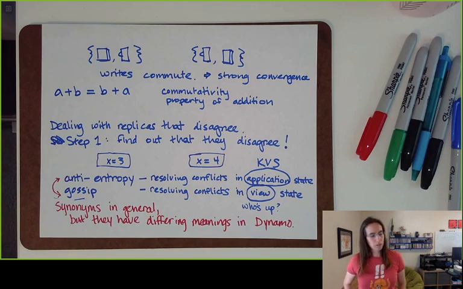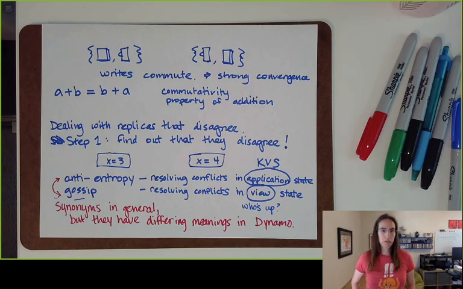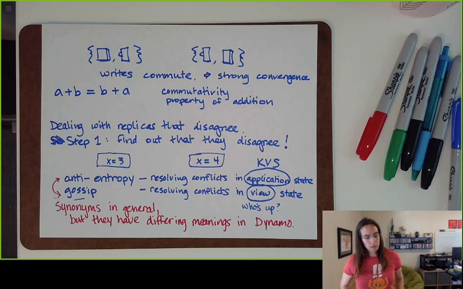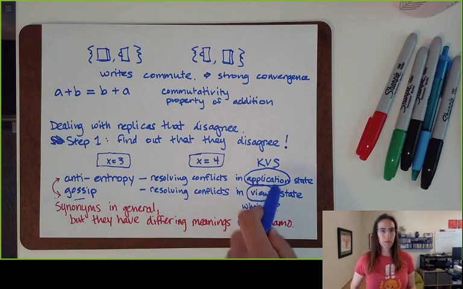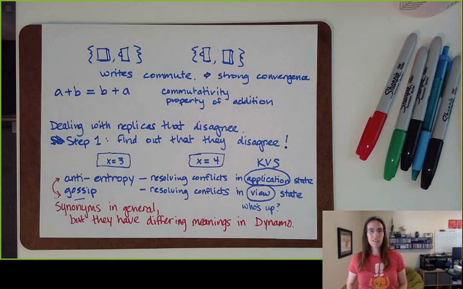Yeah, okay, so there's a comment that with view state, we need to know who's up so that we can make progress. But yeah, okay, but I think you might also need to resolve conflicts in application state to be able to make progress. Okay, so let's think about it this way.